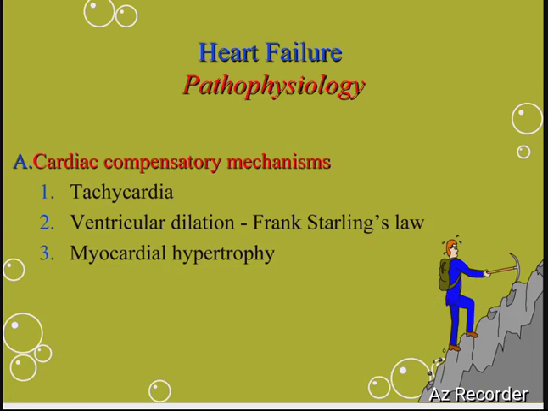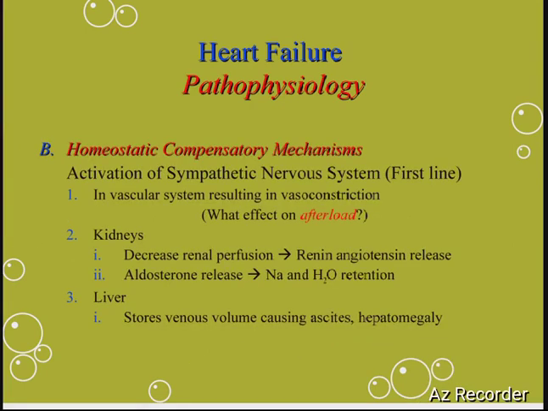While speaking about the pathophysiology, the cardiac compensatory mechanisms will be tachycardia, ventricular dilation, Starling's law and myocardial hypertrophy. Homeostatic compensatory mechanism: activation of the sympathetic nervous system. This will be the first line. In the vascular system, this results in vasoconstriction, that is, increased afterload.